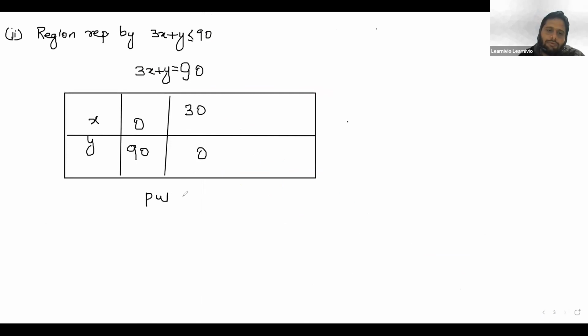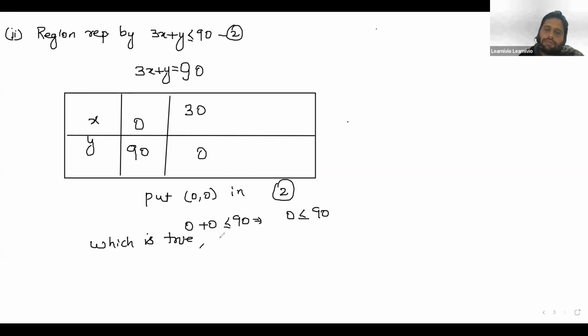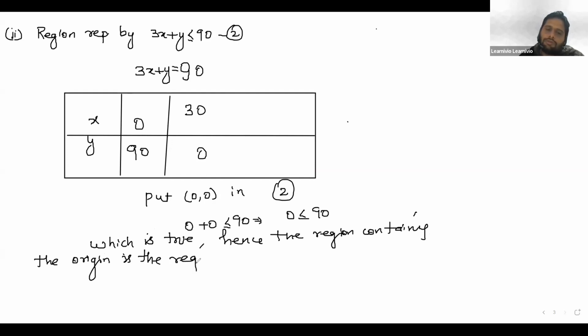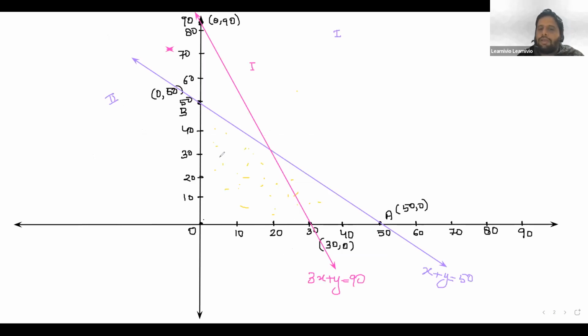Let this be 2. Put 0, 0 in 2. What will you get? 0 plus 0 is less than or equal to 90, which is true. Hence the region containing the origin is the solution, or is the region represented by this inequality, 3x plus y less than or equal to 90. So for this one also, the region containing the origin is the solution.